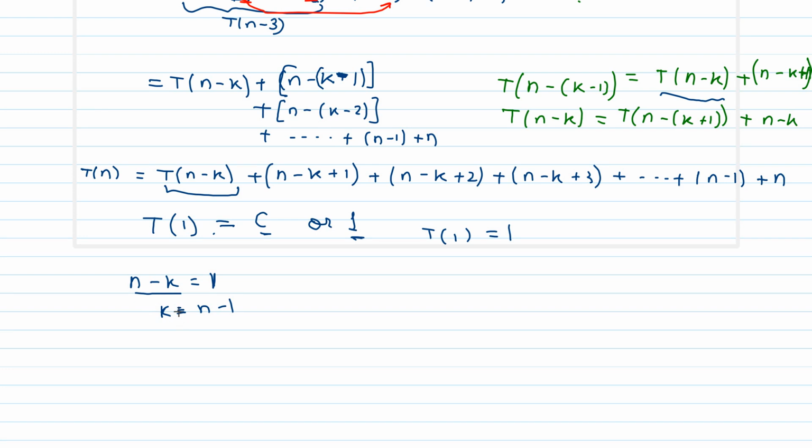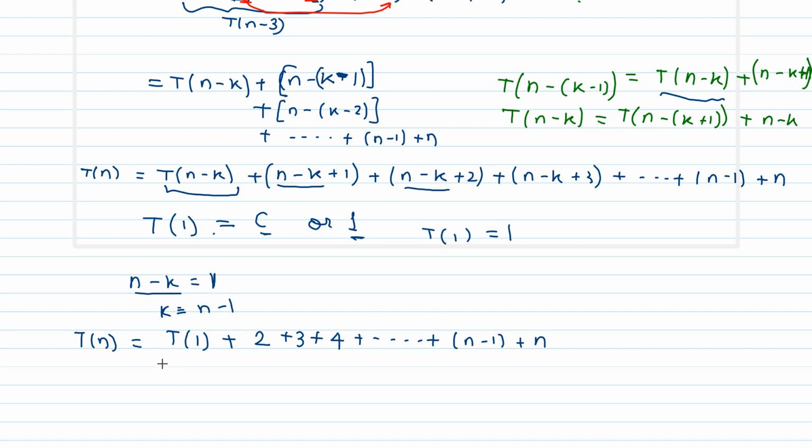So now if you just see the equation for t of n, what will we be getting? T of n equal to, n minus k is 1, so I will be getting t of 1. Plus n minus k is 1, so 1 plus 1, 2. Then n minus k is 1, 1 plus 2, 3. So plus 3. N minus k is 1, 1 plus 3 is 4. So plus 4, and so on till I go to n minus 1 plus n.